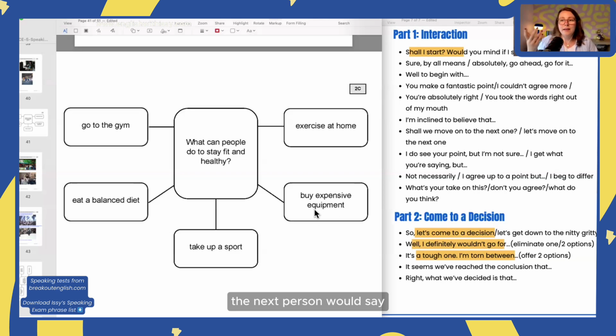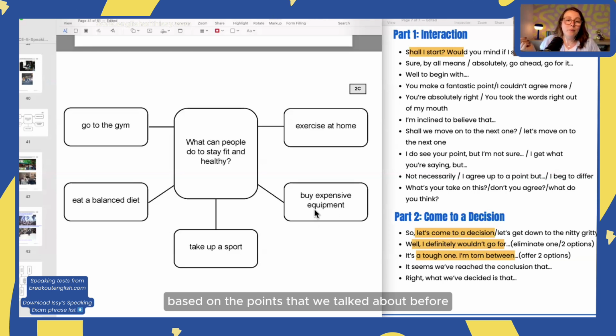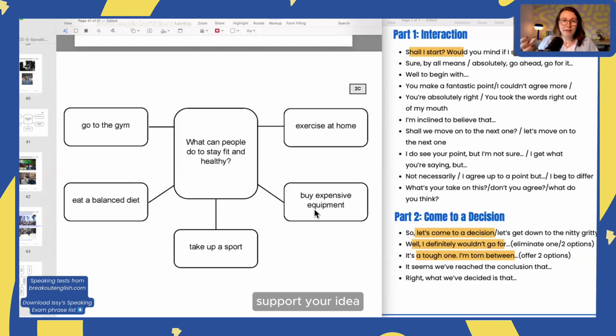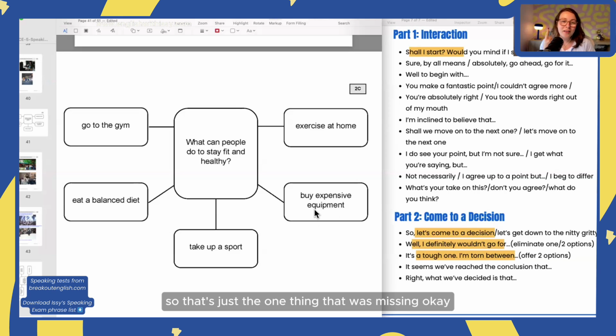The next person would say, yeah, you actually make a great point. If I had to choose two, I think I'd go for eating a balanced diet and exercising at home based on the points that we talked about before, because you didn't really give any specific arguments to support your idea or refer to anything that you said before. You just said, yeah, I think it's these two. And then the person said, yeah, I think it's these two. And then you said, great, we agree that it's these two, but we didn't really understand why. So that's just the one thing that was missing.